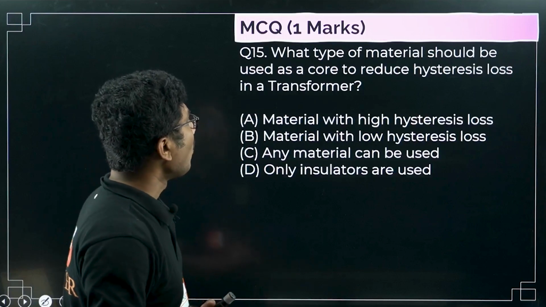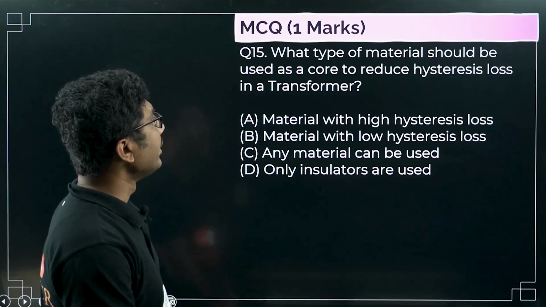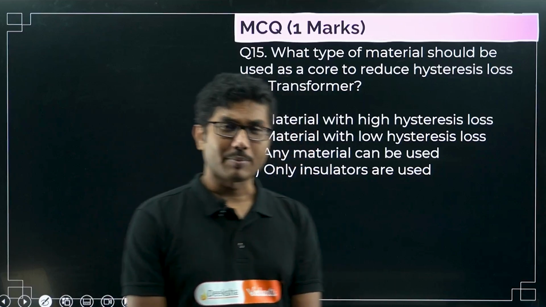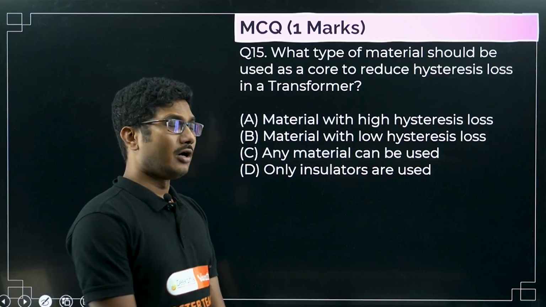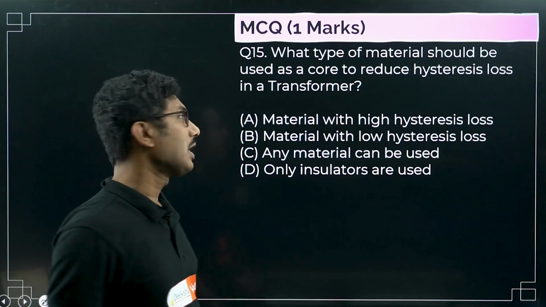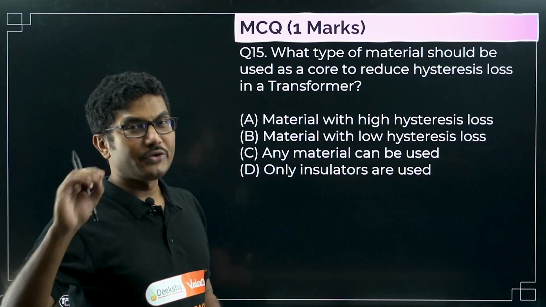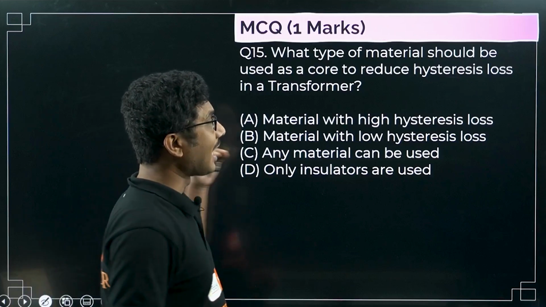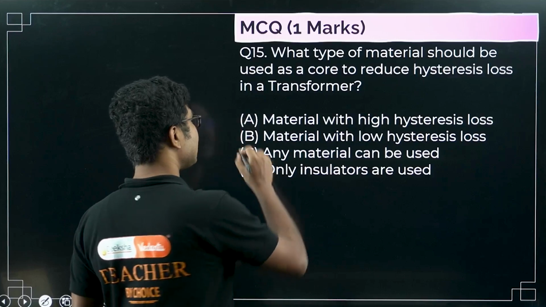Next question. What type of material should be used as a core to reduce the hysteresis loss in a transformer? Now, hysteresis is no longer part of the syllabus, but hysteresis loss is there in your transformer chapter as a cause of energy loss in a transformer. Briefly, they have also mentioned what type of material is used. So if you read your NCERT properly, you should be able to answer this question. Material with high hysteresis loss, no. Material with low hysteresis loss, yes.